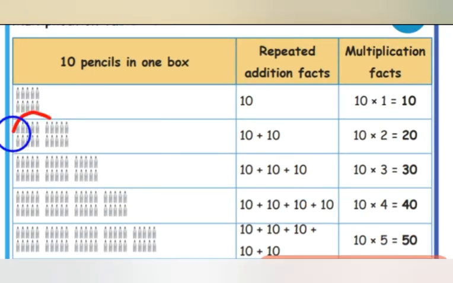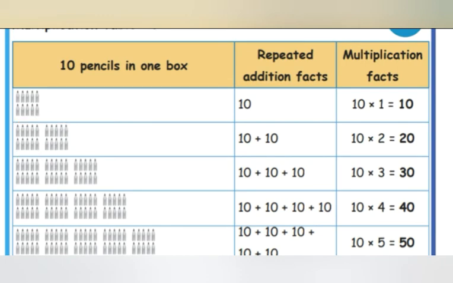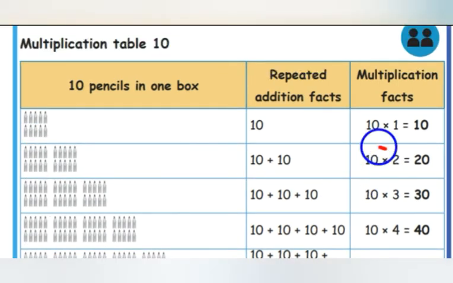Next, 2 times 10. Each box has 10 pencils. How many boxes are there? 2. The total number of pencils is 20. So, the multiplication fact is 10 into 2 is equal to 20.